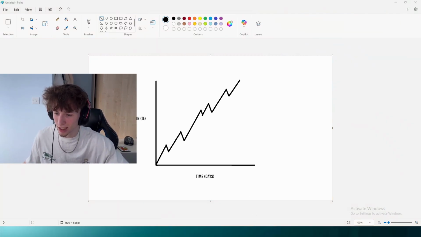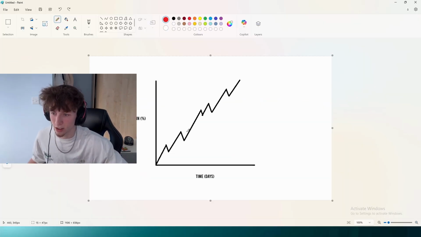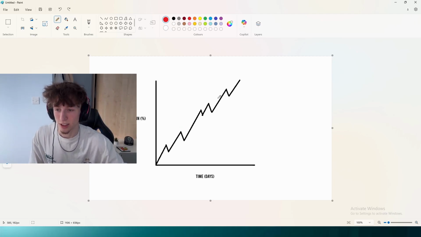But how is it looking like this? Why is it looking so good? It's because our wins are big. You can literally see our average RR on each one is usually ranging between 1 to 5 to 1 to 10. And our losses are never going to be more than 1%. That's why these dips are so small. So this is the easiest way to trade in my opinion. It just makes everything so much more simple.